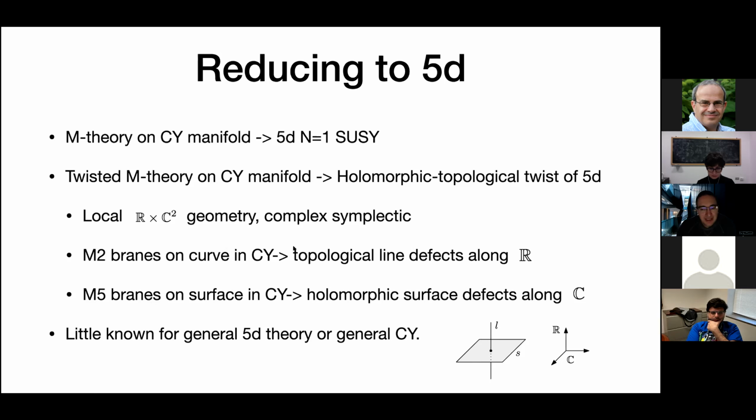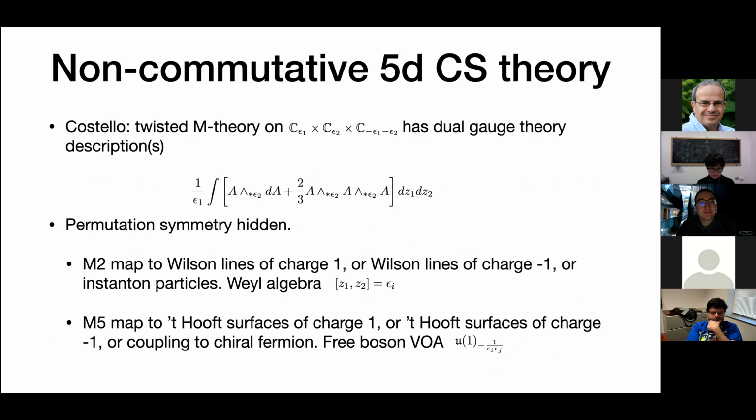Now, I should say immediately that at the moment, very little is known about the holomorphic topological twist of a generic five-dimensional theory of a generic Calabi-Yau. And these are interesting questions that I would like to really get to at some point. But for now, I've been mostly focusing on situations where there is some relatively simple toric Calabi-Yau, such as just C3. So as I mentioned, if you take the Calabi-Yau geometry to be C3 with the omega deformation, you get a five-dimensional theory, which can be described by this five-dimensional Chern-Simons action that I wrote down here.